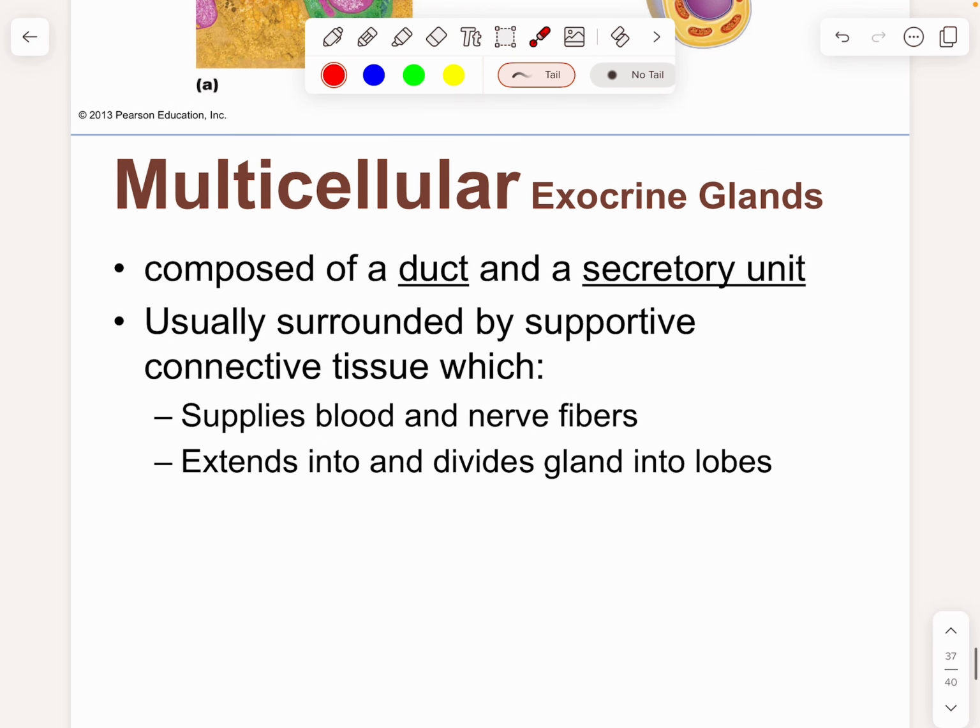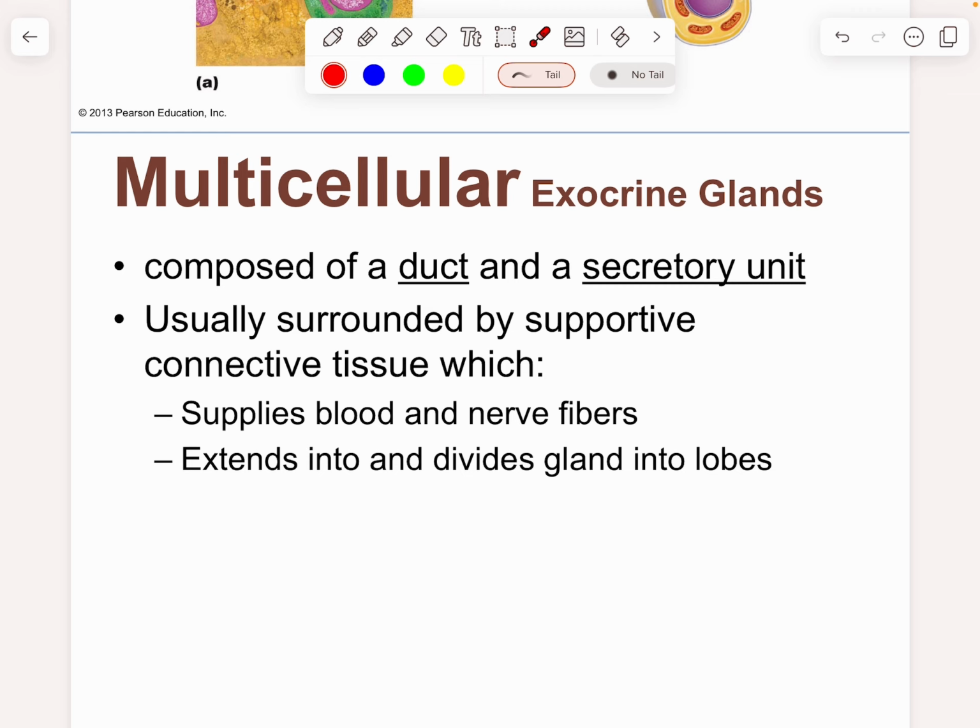But then we also have multicellular exocrine glands. They are composed of a duct and a secretory unit, so something that does the secretion and a duct that's releasing it. Always going to be surrounded by supportive connective tissue. And remember that connective tissue has things like blood supply and nerve fibers. And that connective tissue can extend into the gland and divide the gland into different lobes.